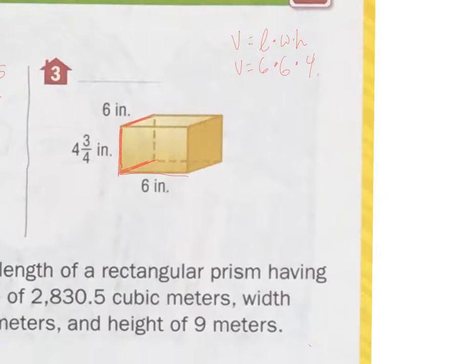I know that 3/4 is 0.75, so I'm just going to change that to a decimal. So let's do this first. Volume equals 6 times 6 is 36 times 4.75. I'm going to do that on my calculator, 4.75, and that gets me 171. So my answer is 171. My unit is inches, and because it's volume, it's cubed. All right, let's go on to 4.